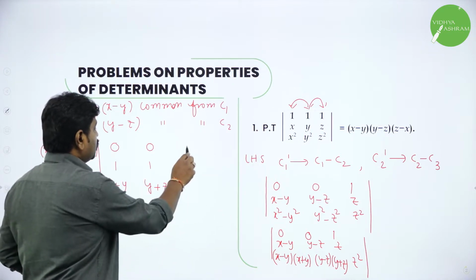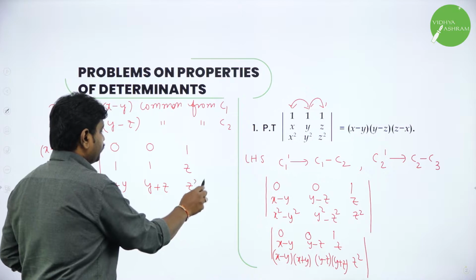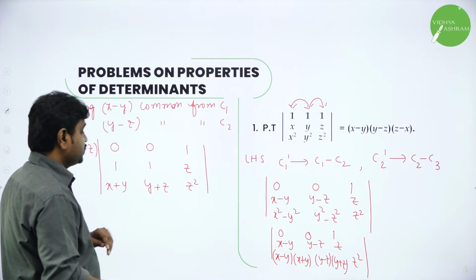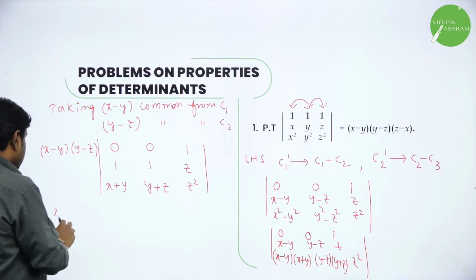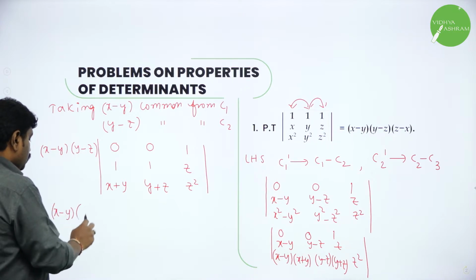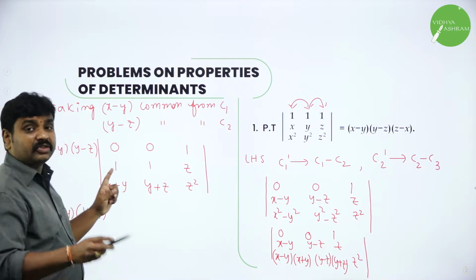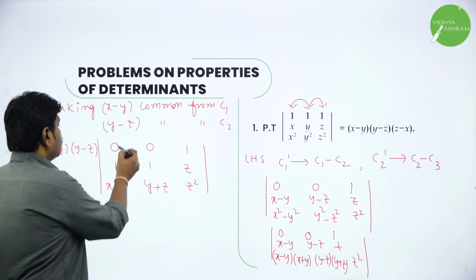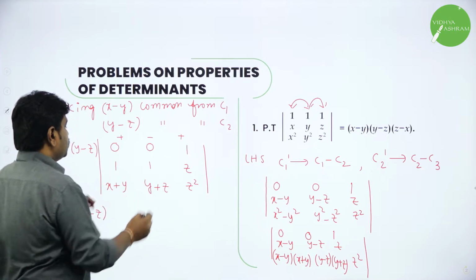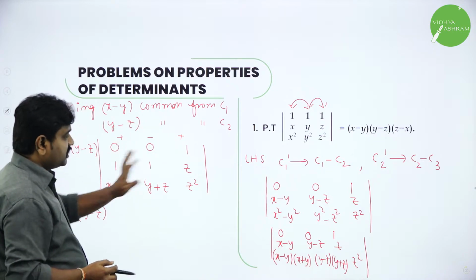What is the last column? 1, z, z square. Now expand this, that is (x minus y) into (y minus z) into, so 0 into anything is 0. All of you know how to expand a 3 cross 3 determinant. First plus, minus, plus, but 0 into anything is 0, leave it. 0 into anything is 0, leave it.